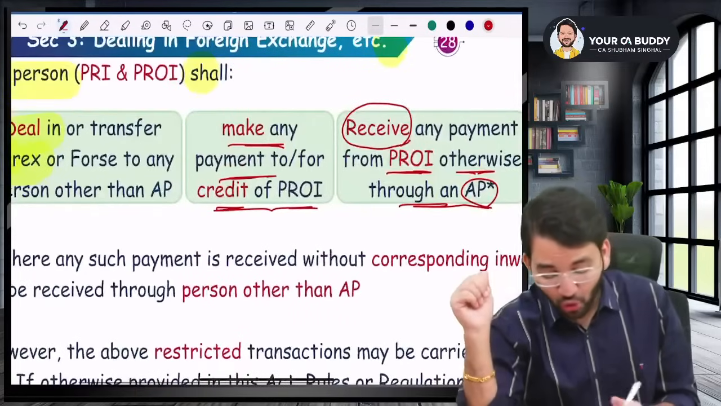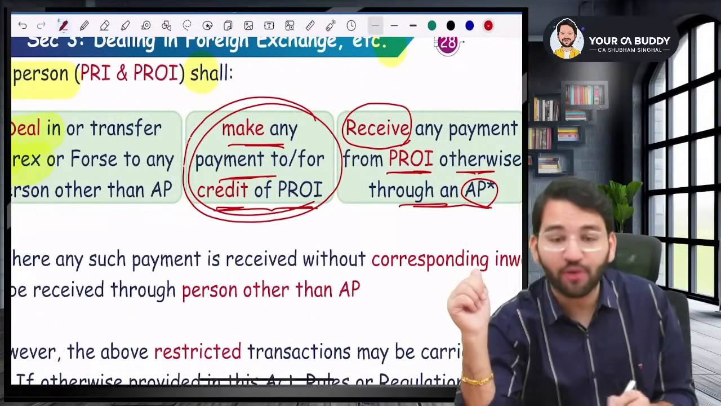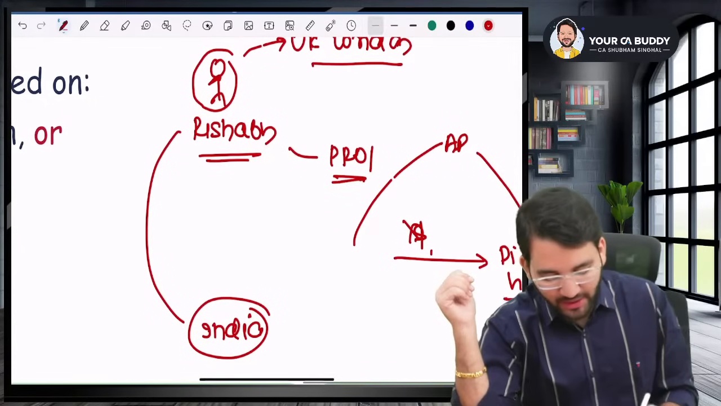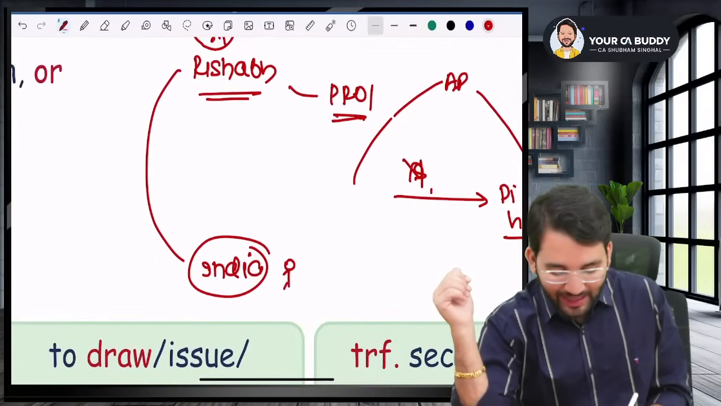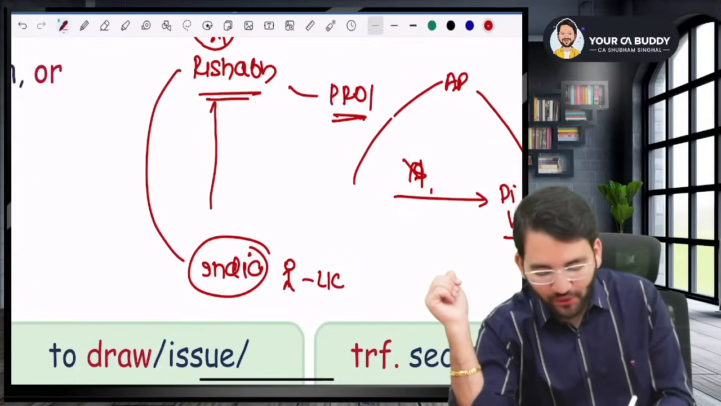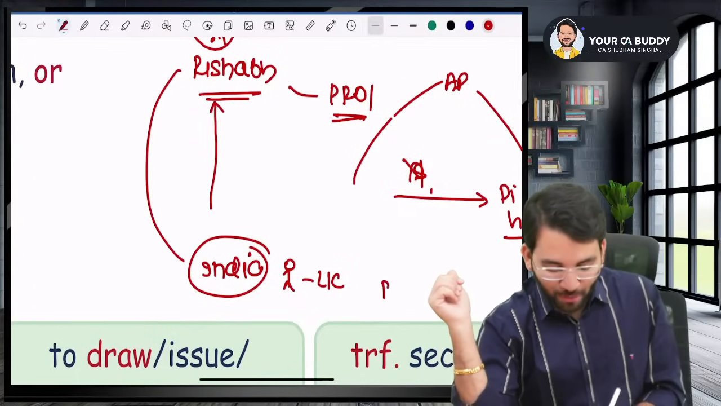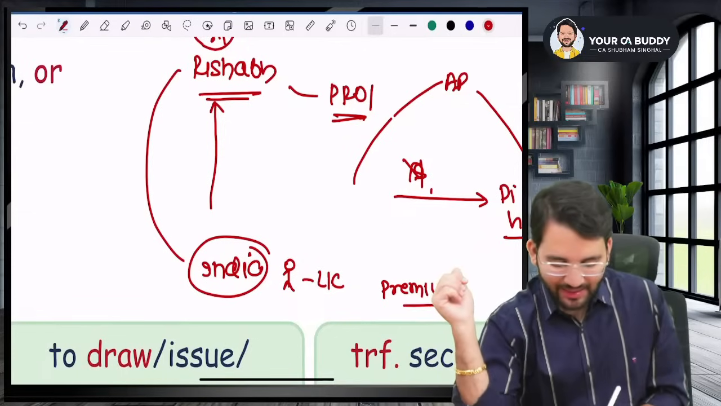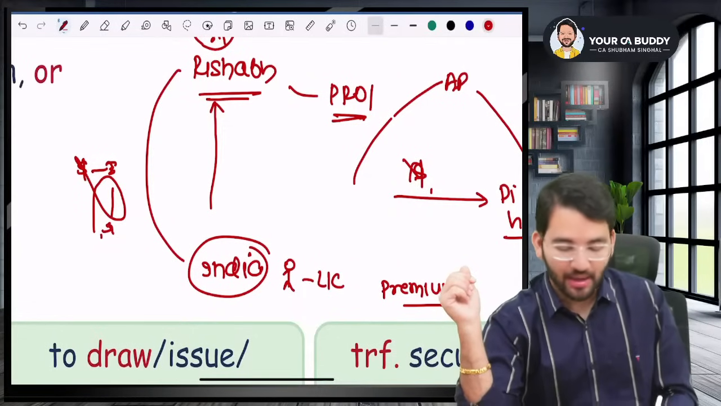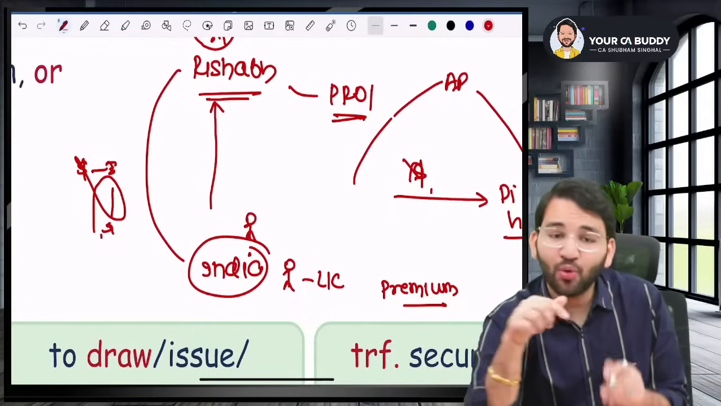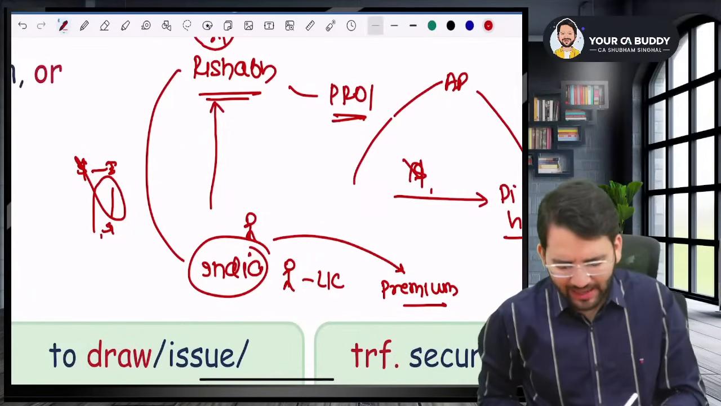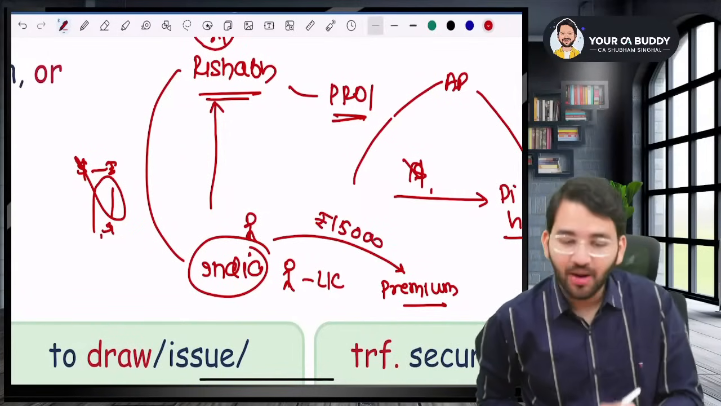Number two, no person shall make any payment to or for the credit of a PROI. What is the meaning of credit of a PROI? When Rishabh was in India, he had taken a life insurance policy from LIC. After he moved to London, he had to pay the premium. He said, what, I'll first convert dollars to rupees and then make the payment? I don't want to do this. So his dad, who is in India, said, don't worry Rishabh, I'll pay it for you. And he paid 15,000 rupees to the LIC.